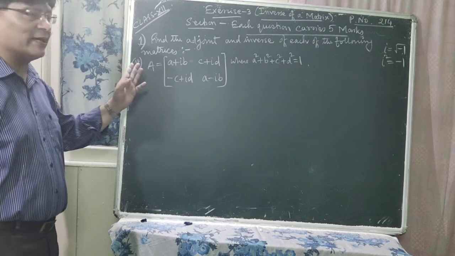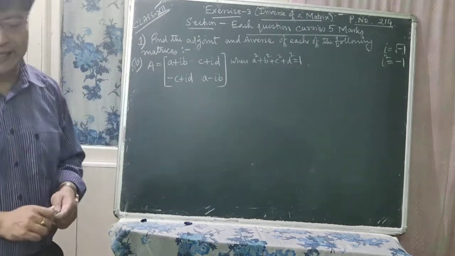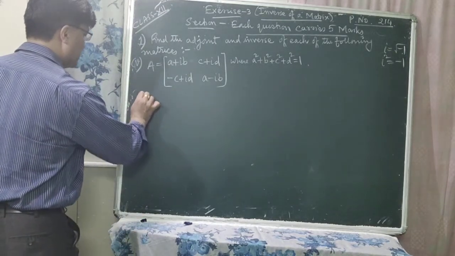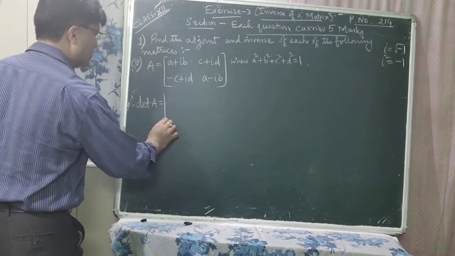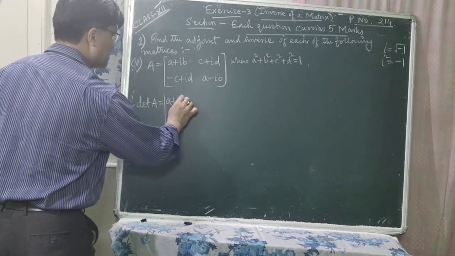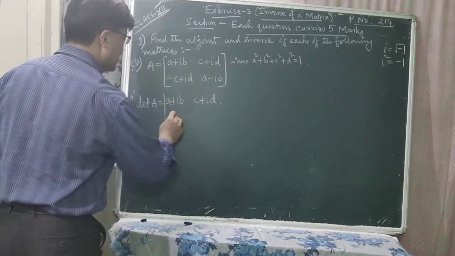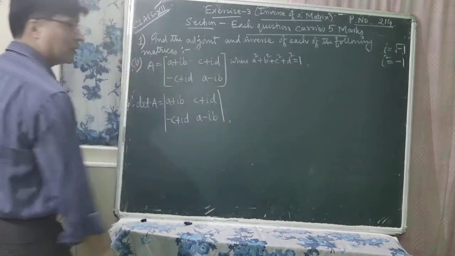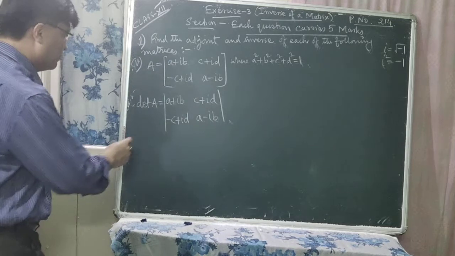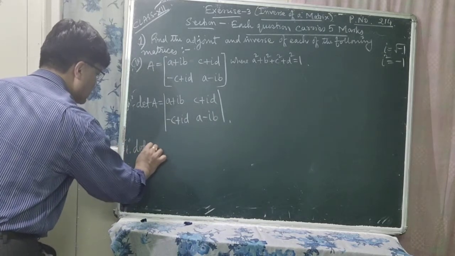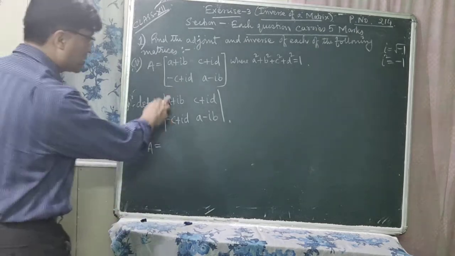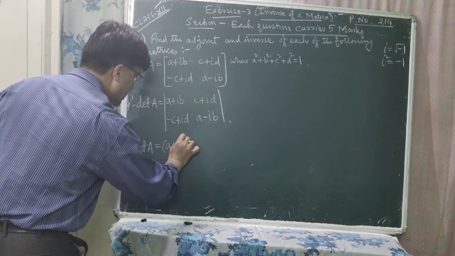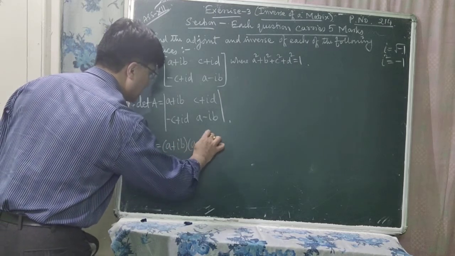Okay, so let us find the inverse of the given matrix A. First let us find det A. So det A is equal to, let us convert it into determinant form: A plus iB, C plus iD, minus C plus iD, and A minus iB. If it is converted into determinant form, you can expand it. You know how to expand this second order determinant. You can cross multiply it. That is A plus iB into A minus iB.